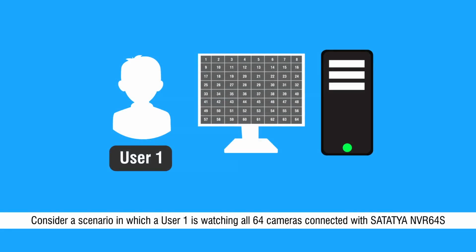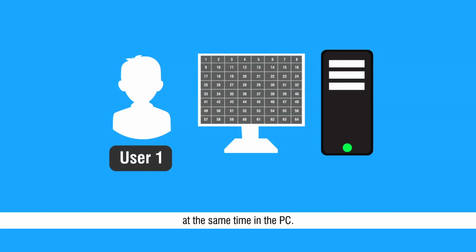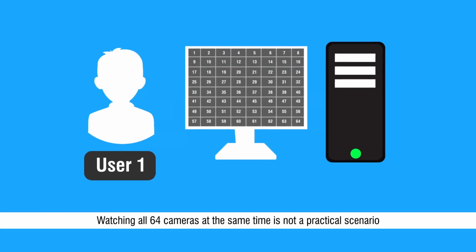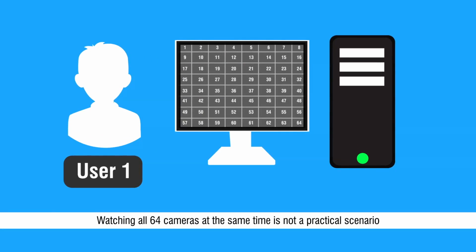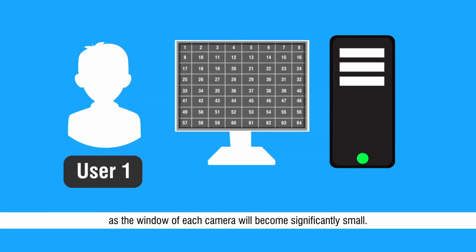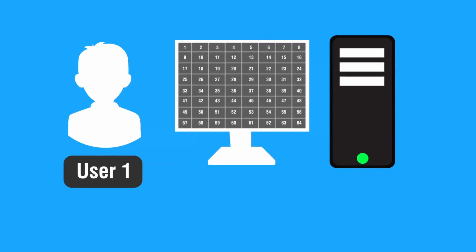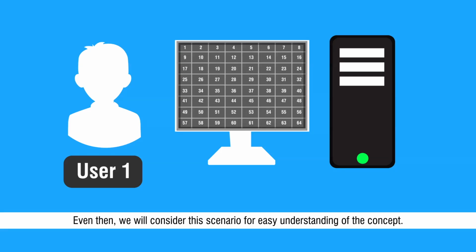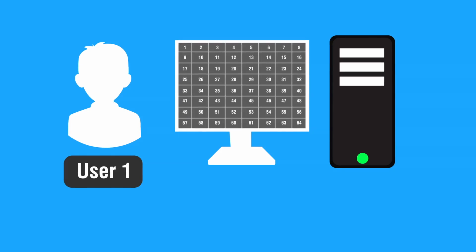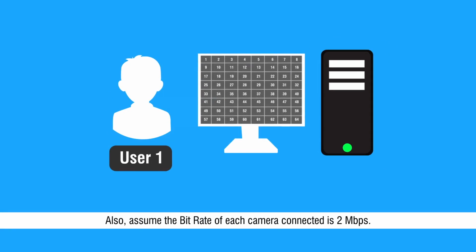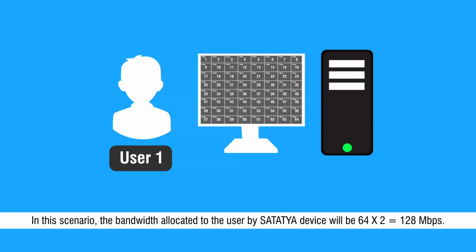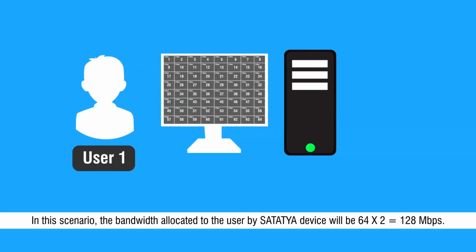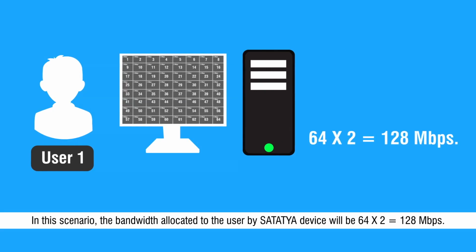Consider a scenario in which user 1 is watching all 64 cameras connected with Satatya Nvr64S at the same time in the PC. Watching all 64 cameras at the same time is not a practical scenario as the window of each camera will become significantly small. Even then, we will consider this scenario for easy understanding of the concept. Also assume the bitrate of each camera connected is 2 Mbps. In this scenario, the bandwidth allocated to the user by Satatya device will be 64 into 2, that is 128 Mbps.